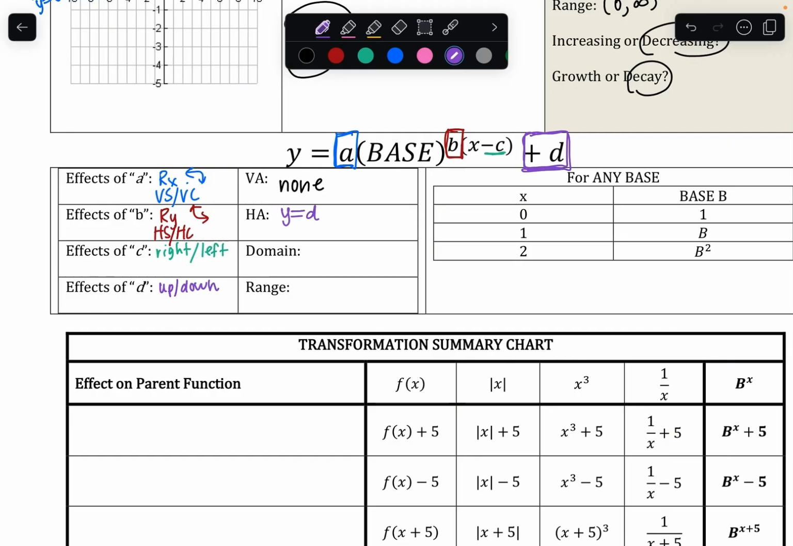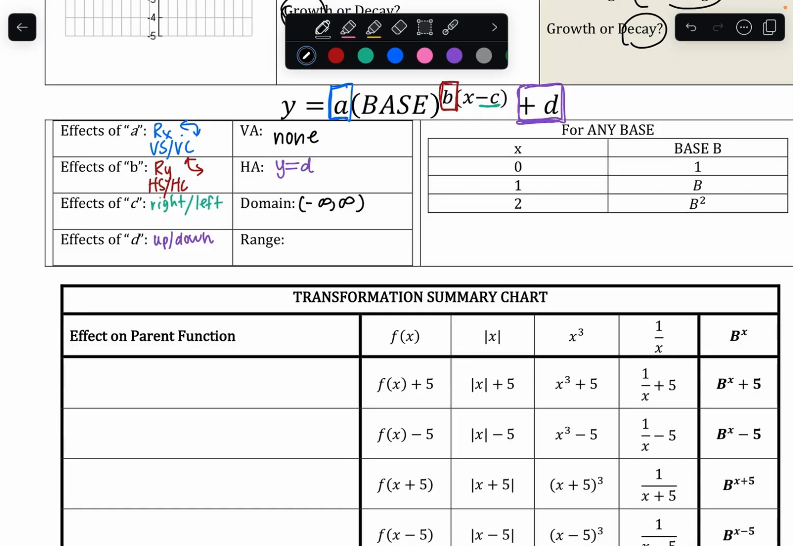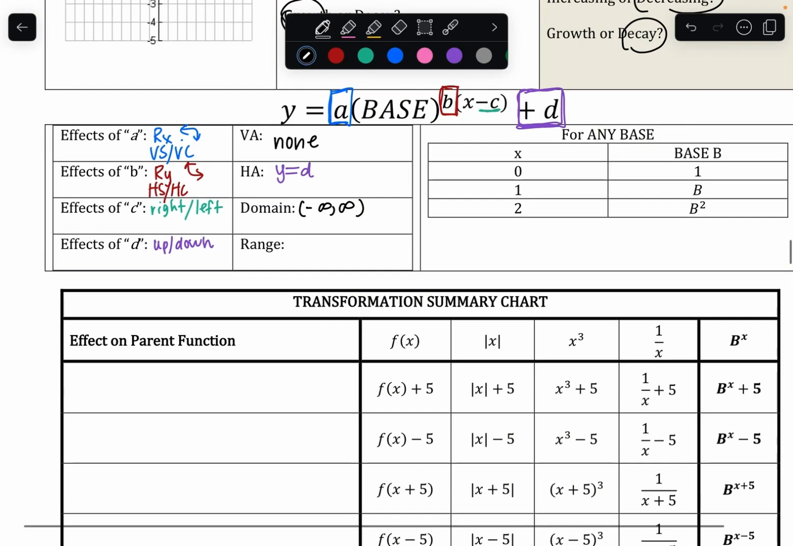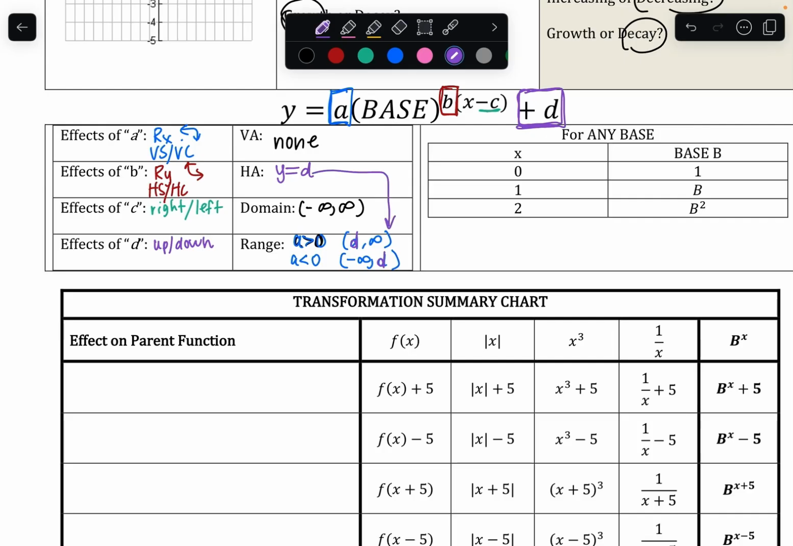Okay, your domain is always going to be all real numbers. That will not be affected by any of your transformations. Range, that depends on whether you are reflected across the x-axis. So if A is positive, this A value up here, it's still going to be from the asymptote to infinity. If A is negative, you're going to be below the asymptote, so you're going negative infinity to whatever that D value is. Okay, and so that horizontal asymptote should always show up in your range.